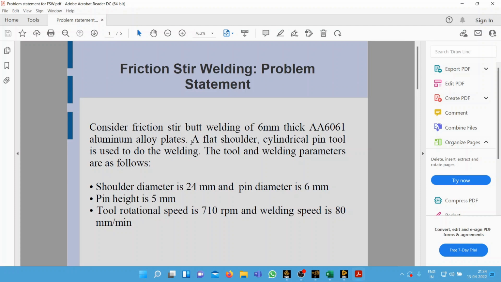Here a 6 mm thick plate of aluminum alloy 6061 is given, and it is to be friction stir welded. For doing this, a tool is used having a shoulder diameter of 24 mm. The pin height is 5 mm and the pin diameter is 6 mm. The tool rotation speed is 710 rpm, and the welding speed is 10 mm per minute.